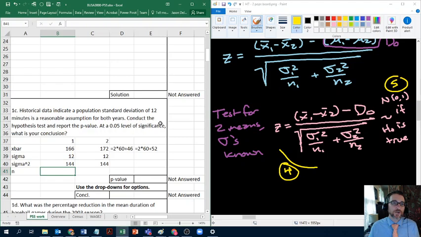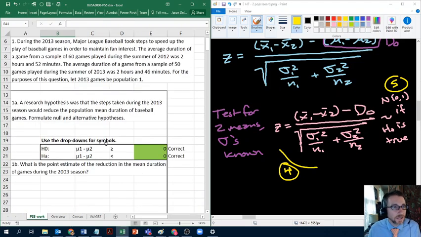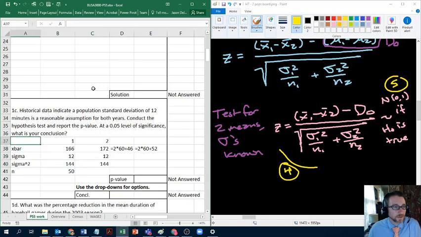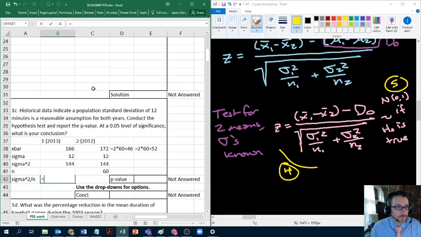For n, I have to go back to the original question to find these. 2013, it looks like we had 50 games. 2012, we had 60 games, right? That's where those came from. So 2013 is 50 games. This is population 1, which is 2013. Population 2, which is 2012. This is 60 games. And then I'm going to have to calculate my sigma squared divided by n.